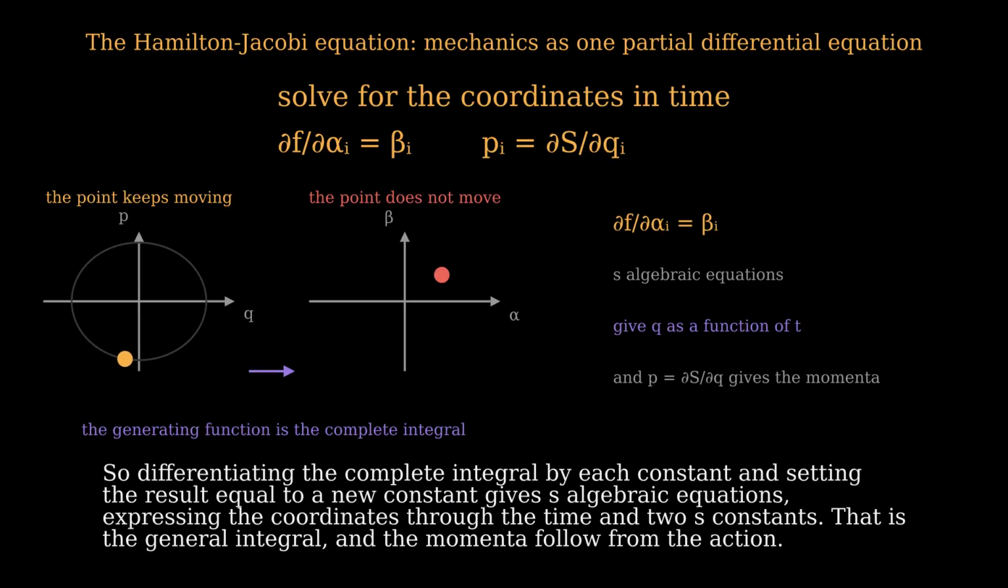So differentiating the complete integral by each constant and setting the result equal to a new constant gives s algebraic equations, expressing the coordinates through the time and 2s constants. That is the general integral, and the momenta follow from the action.